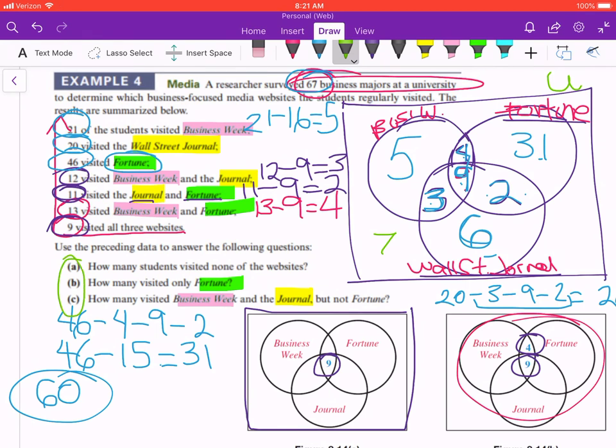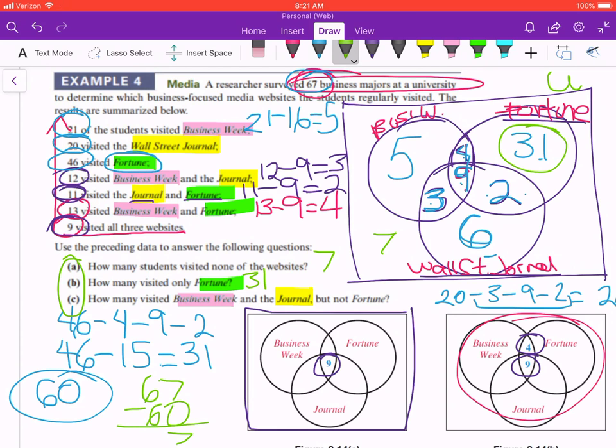So the first one says, how many students visited none of the websites? We already know that. That is 7. Because that will be 67 minus 60. How many only visited Fortune? And so for that, we have it here. That will be 31.